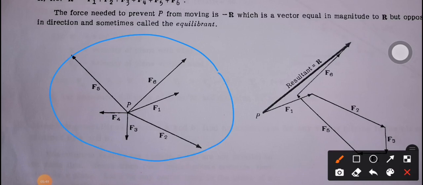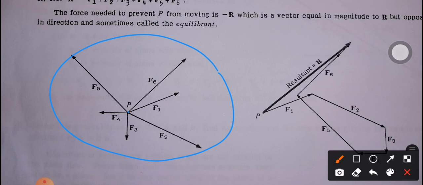Here these forces are given to you, and we have to find the one single force which is required to prevent point P from moving. If all the forces act on this point P, it may change its position, but we have to stop it from changing its position. That is, we have to find one single force which creates resistance to its moving direction. So we will find the resultant of these forces, and the opposite of that force will provide enough resistance so that it stops moving from point P.